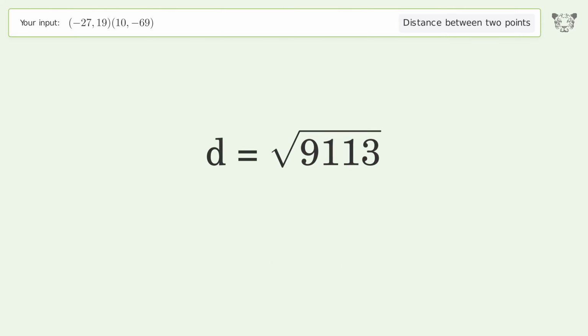And so the distance between the 2 points is the square root of 9,113, or 95.462.